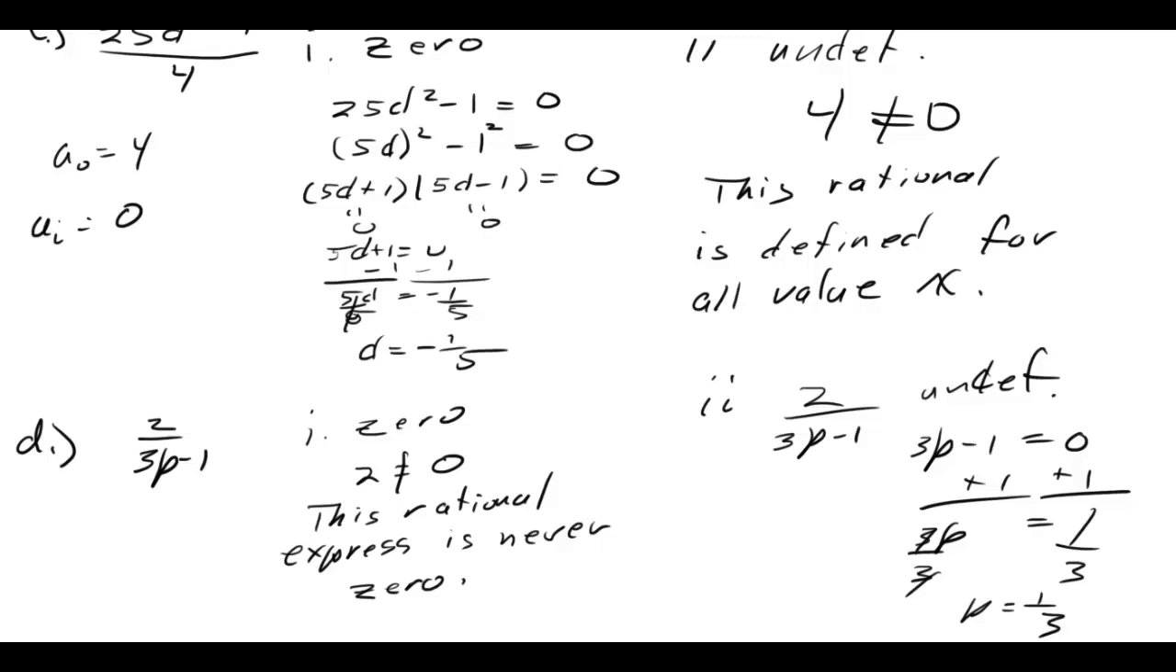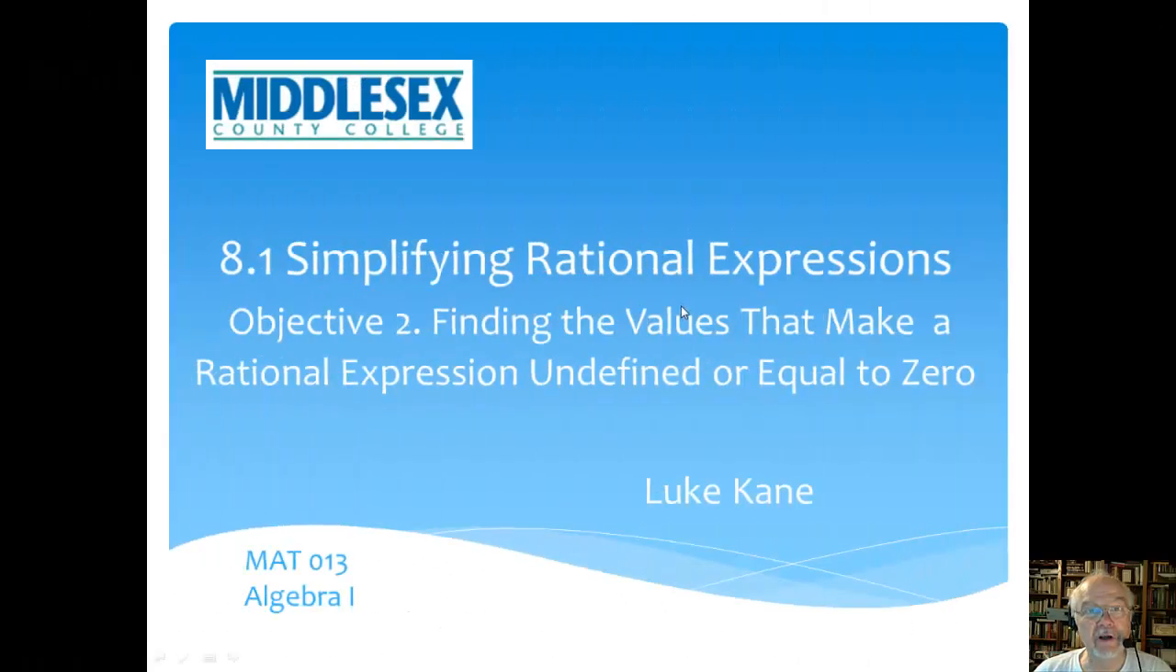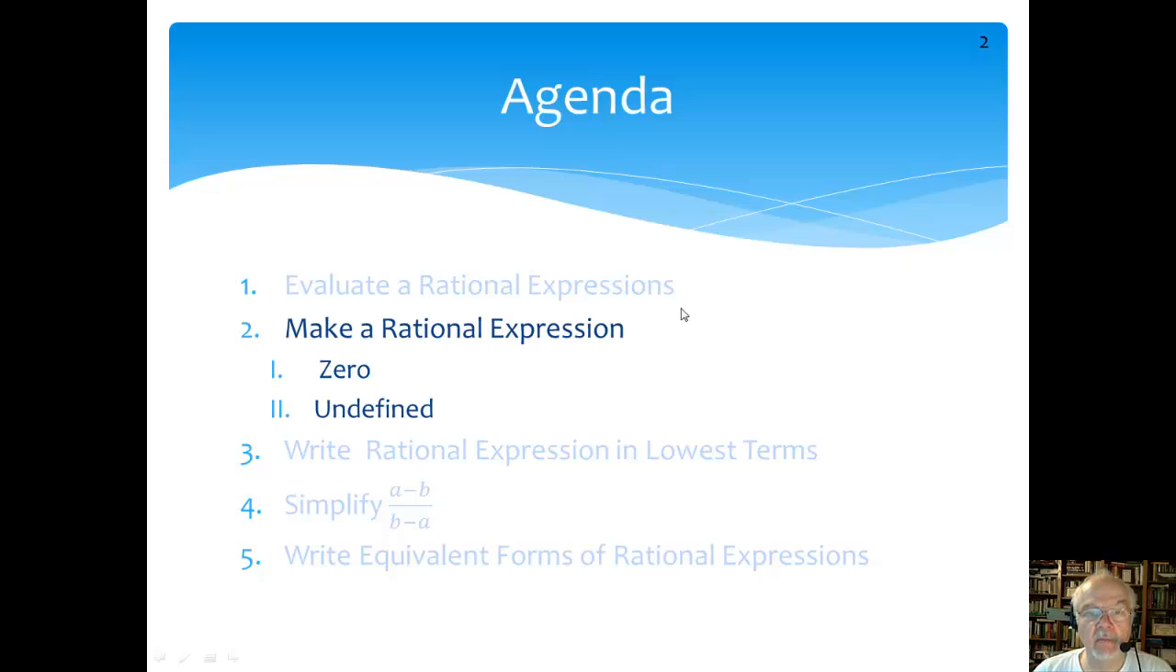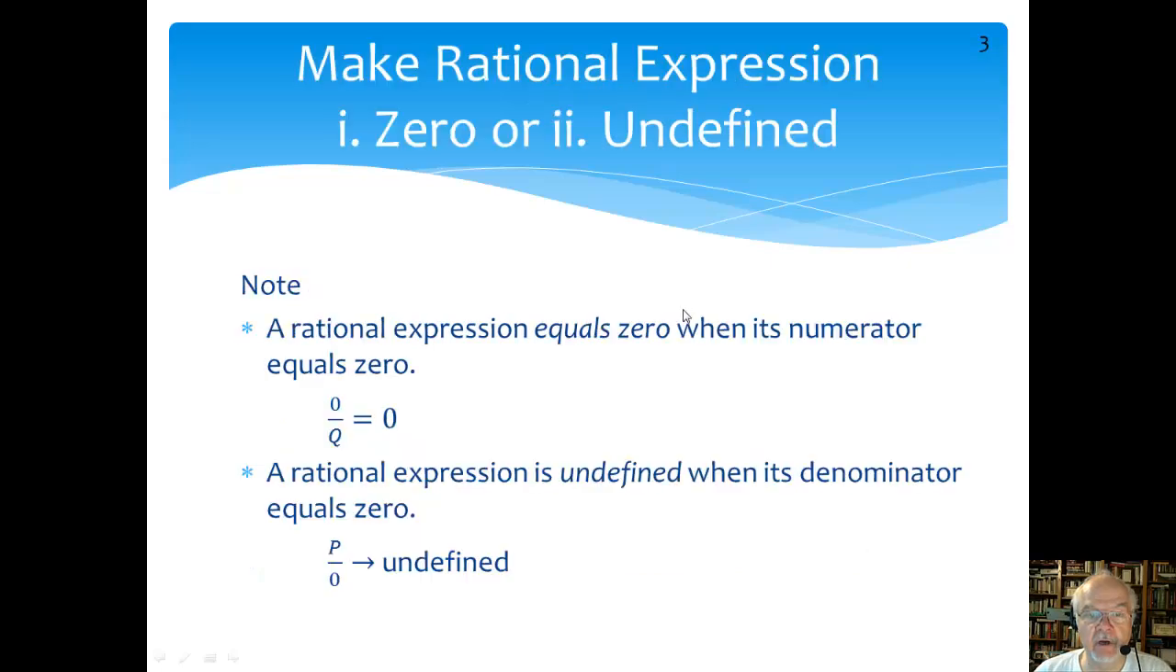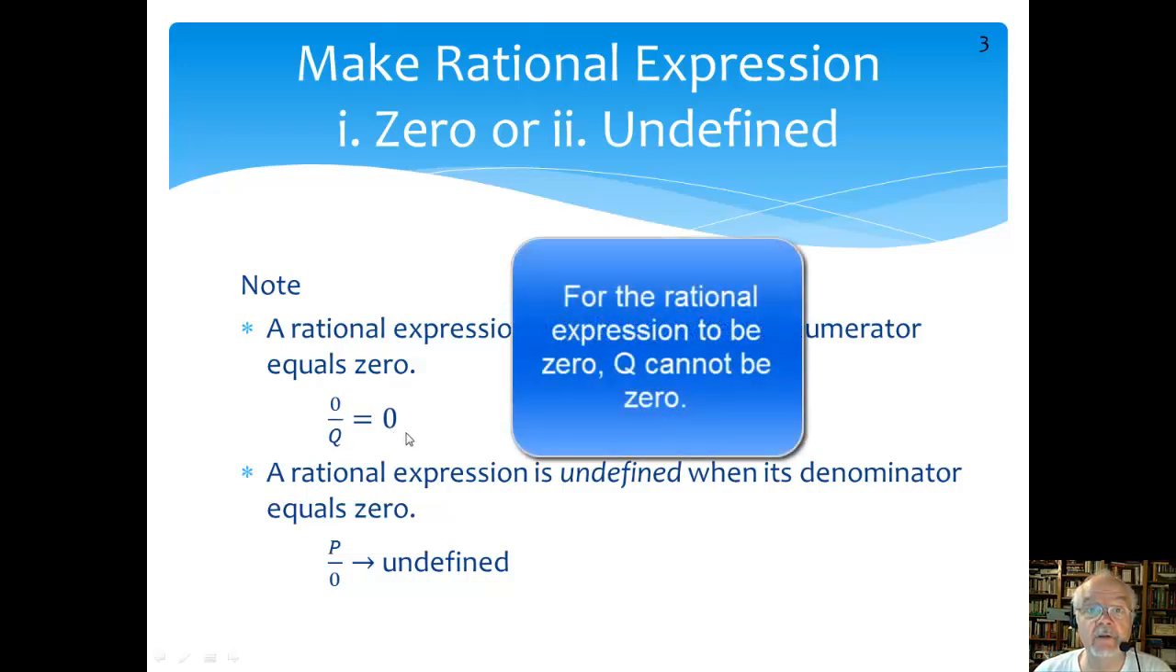Let's see what we learned today. Well, we learned how to make a rational expression 0, or to discover when a rational expression is 0 is probably a better way to put it. We also learned to discover when a rational expression is undefined. A rational expression is 0 when its numerator, the number at the top, is 0. Doesn't matter what the denominator is, 0 divided by anything is going to be 0, as long as the numerator is 0.